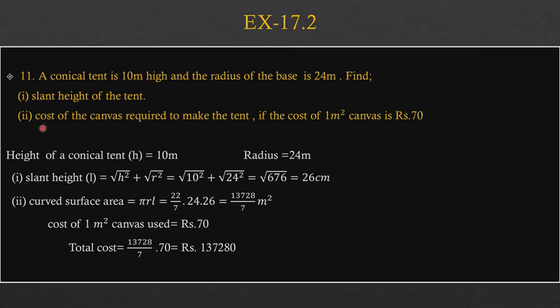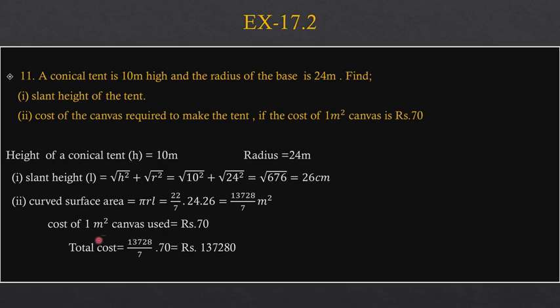Now, next we need to find the cost of the canvas that is required to make the tent, if the cost of 1 meter square of canvas is rupees 70. To find the cost of the canvas, or the total area that is to be covered in making the tent, we need to find out the curved surface area. So this will be pi r l. When you put the formula, you get the answer 13728 by 7 meters square.